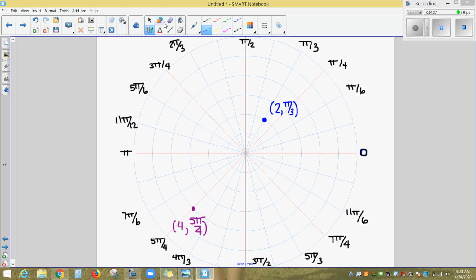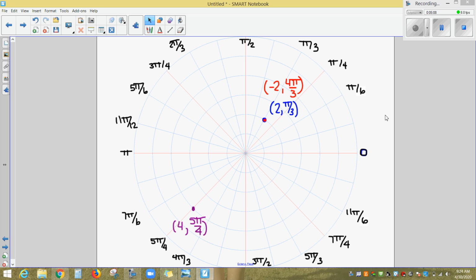One thing to keep in mind with polar coordinates, maybe let's do a couple more. Maybe I want to go negative 2, 4 pi over 3. So here's the 4 pi over 3 direction. And instead of going 1, 2 in the positive direction, it says let's back up and go 1, 2 in the negative direction. And then look what happens right there. I land on top of my blue dot.